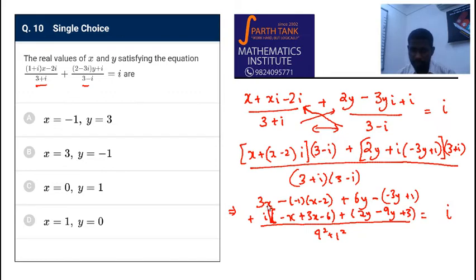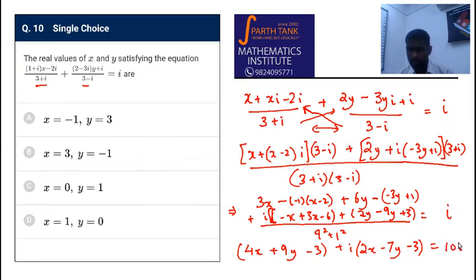So here I have 3x plus 1, so plus x, 4x minus 2. Okay, let me write the x term, 4x. And then here I have 6y plus 3y, which is 9y. And then let's look at the constant. Here I have minus 2 and here I have minus 1, so minus 3. Plus I times, here I have 2x minus 6, 2x, so the real part is 2x. This becomes minus 7y. Then minus 6 plus 3 is minus 3. And this 9 plus 1, 10 can be taken here, 10i.